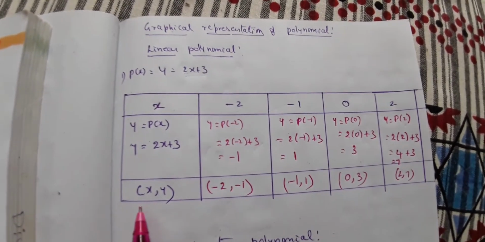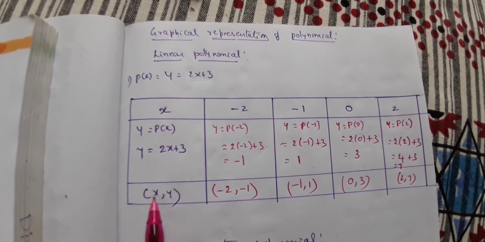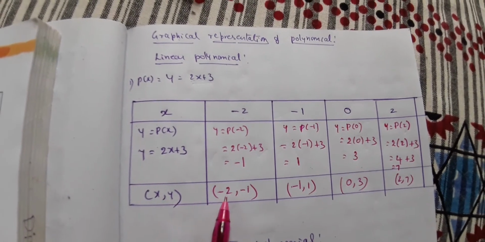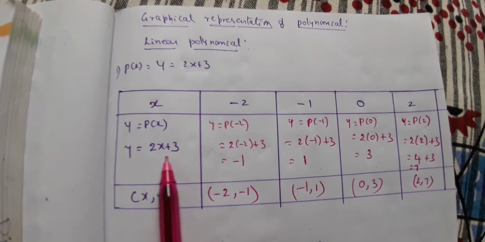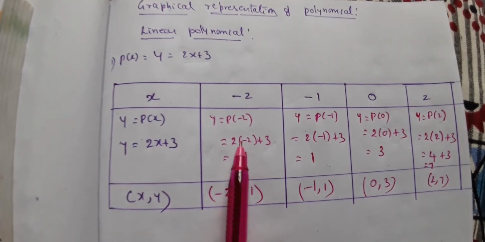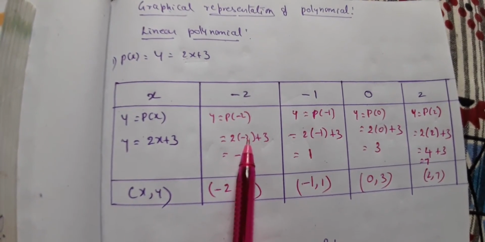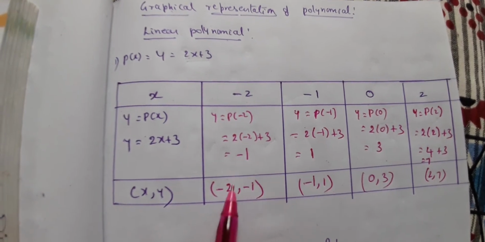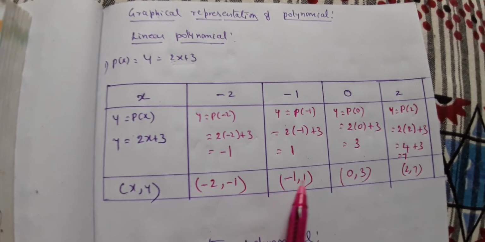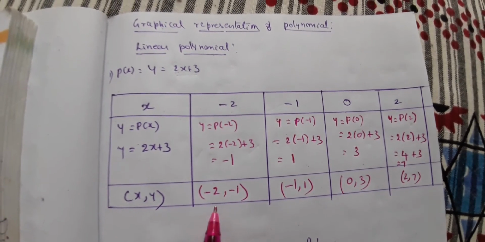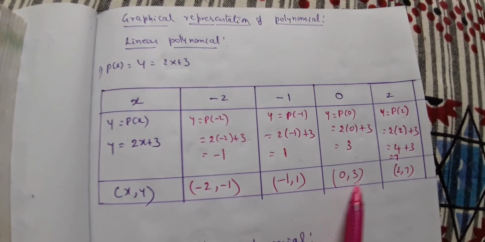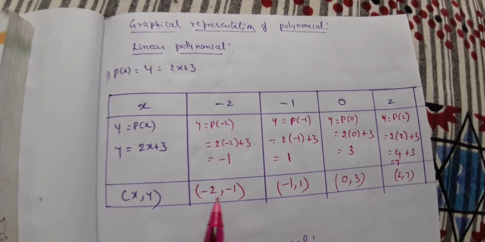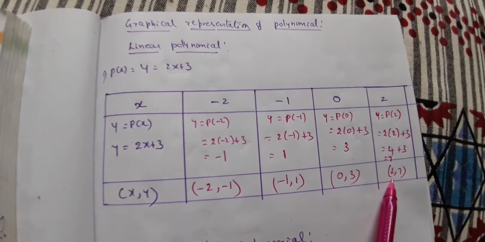So for the corresponding values you are finding the polynomial values. Finally, in the last row you have x comma y. Here, x value is minus 2, so in place of x in 2x plus 3 you substitute minus 2. 2 times minus 2 is minus 4, plus 3 is minus 1. Likewise you simplify everything and write the coordinate points: minus 2 comma minus 1, minus 1 comma 1, 0 comma 3, 2 comma 7. So x and y coordinates are known to us now.